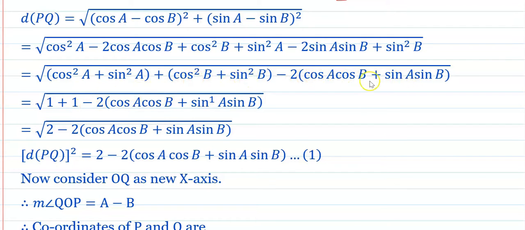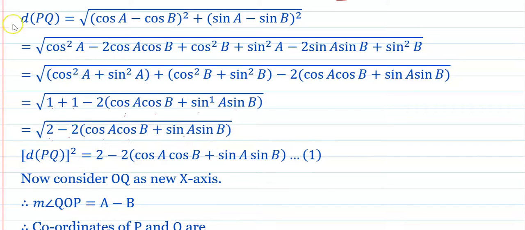Take the 2 as a common, then in bracket you will get cos A cos B plus sin A sin B. Now this is important. That is cos A cos B plus sin A sin B. 1 plus 1 is 2. Therefore distance PQ is equal to root of 2 minus 2 in bracket cos A into cos B plus sin A into sin B.